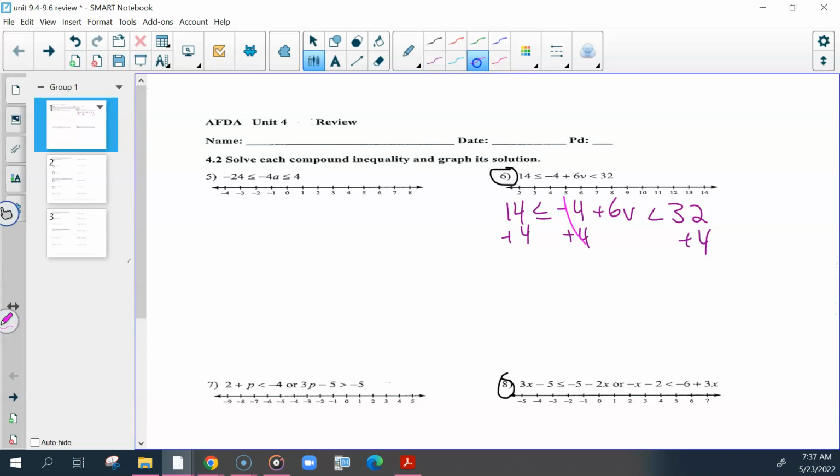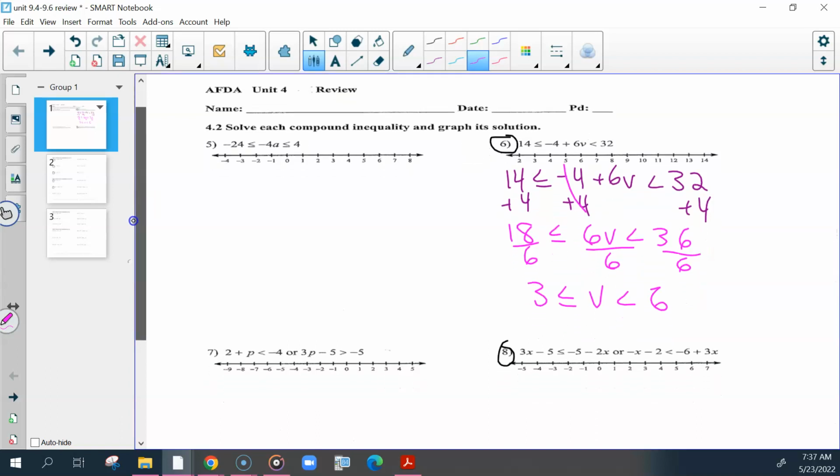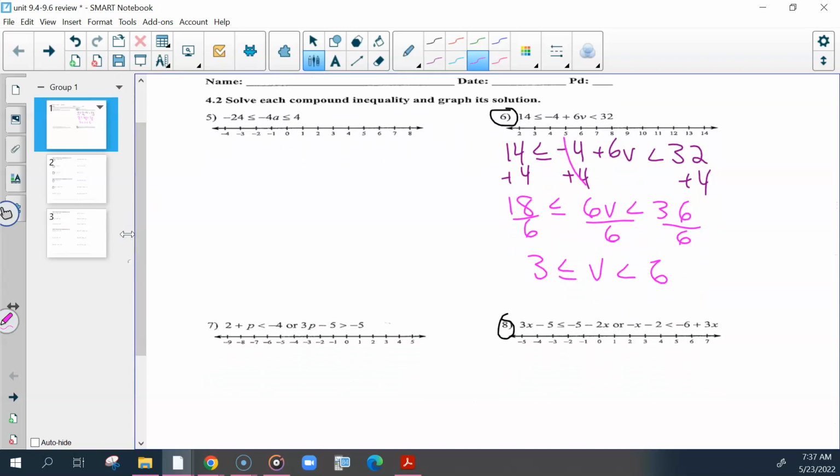The 4's would cancel, so we have 18 is now less than or equal to 6b, which is less than 36. From there, we could divide 6 to everything. So we have 3 is less than or equal to b, which is less than 6. And then we would draw that on our number line. 3 would be a closed circle. 6 would be an open circle. And there would be a line that connects the 2.